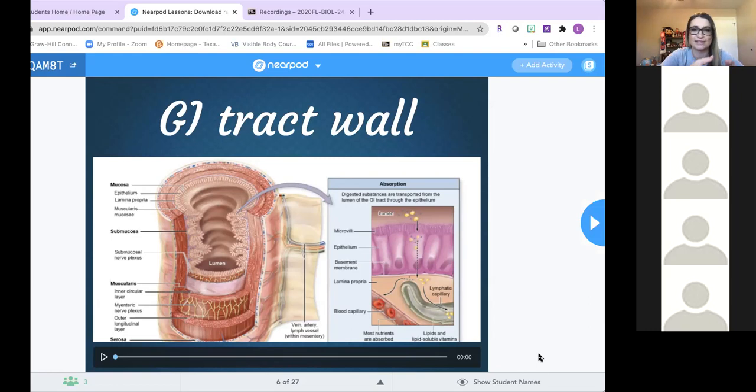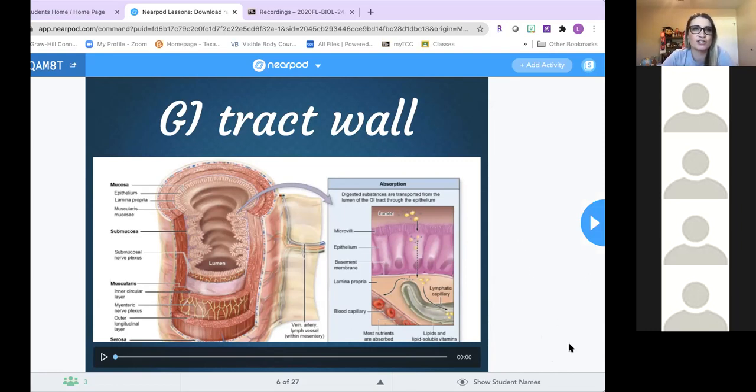Okay, so here we're going to look at the GI tract wall. Again, don't play the sound because I'm telling it to you, but I just realized that I overrode my no-sound Nearpod and didn't save the version without the little recordings there. But when you do this on your own at home, you can play the sound, which is going to be pretty close again to what I'm saying right now.